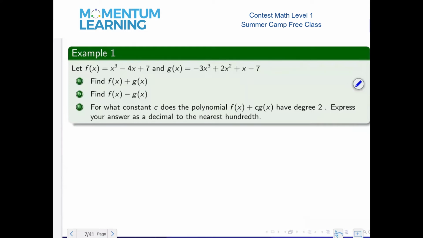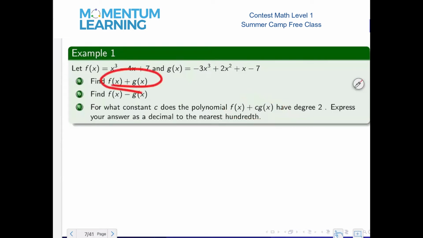and then we will go back to Vieta's. Now, if you take a look at example 1 here, this is again covering the basics. With example 1, the question says that, again, this comes from the definition of the polynomials. It is given that f of x is x cubed minus 4x plus 7, and g of x is negative 3x cubed plus 2x squared plus x minus 7. The question says find f of x plus g of x, or f of x minus g of x. And the question says for what value of c does the sum have a degree of 2.